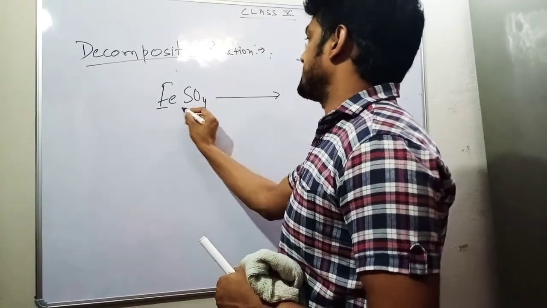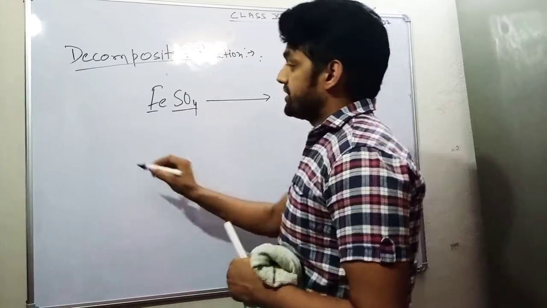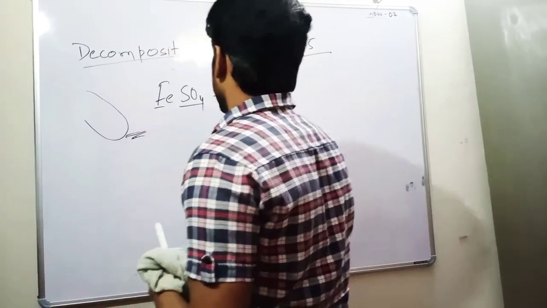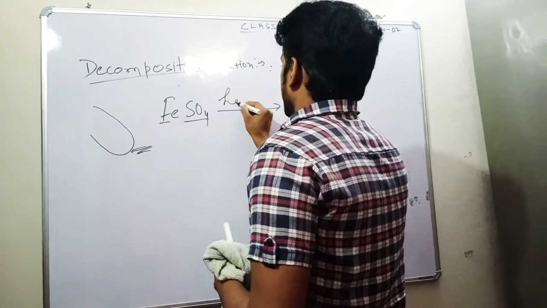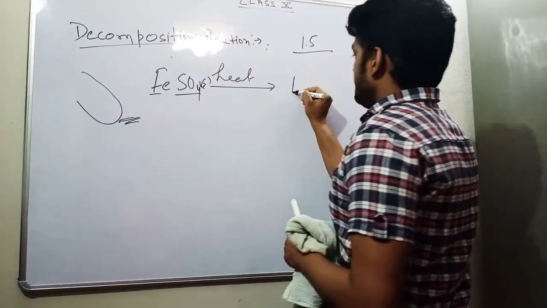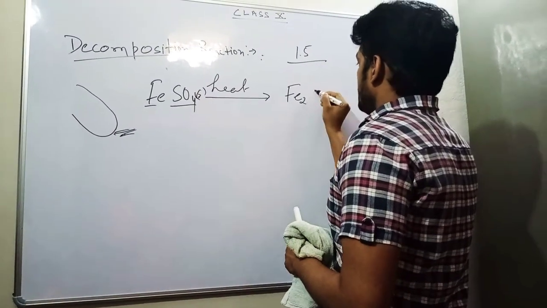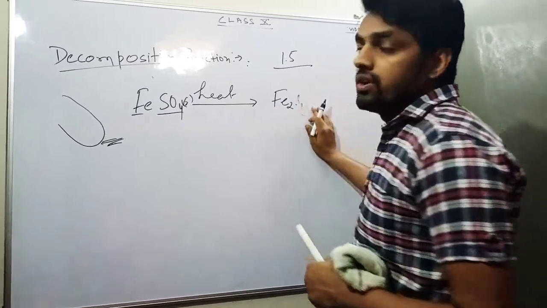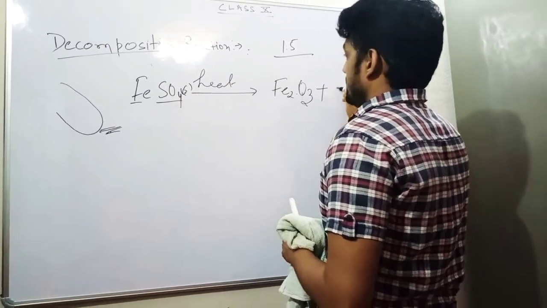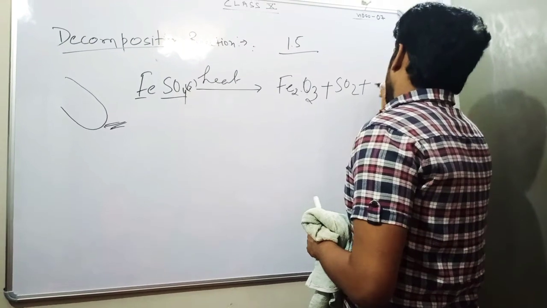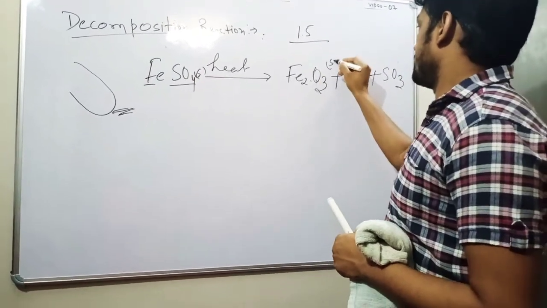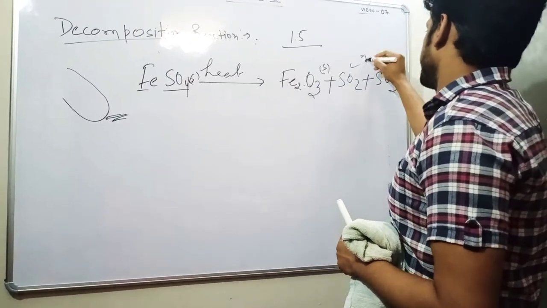Whenever ferrous sulfate is taken in a test tube and we start to heat it, it is in a solid form. Then what will form? Fe2O3, ferric oxide, sulfur dioxide, and sulfur trioxide. Fe2O3 will be in solid form, and the others will be in gaseous form.